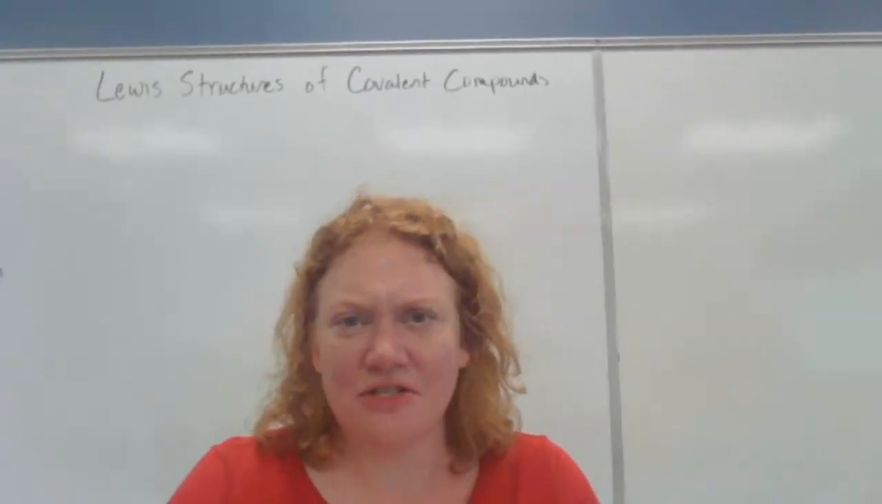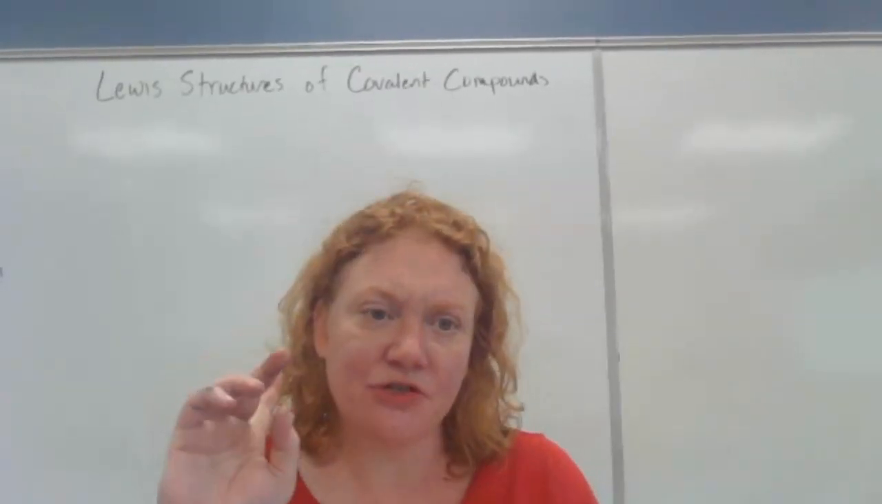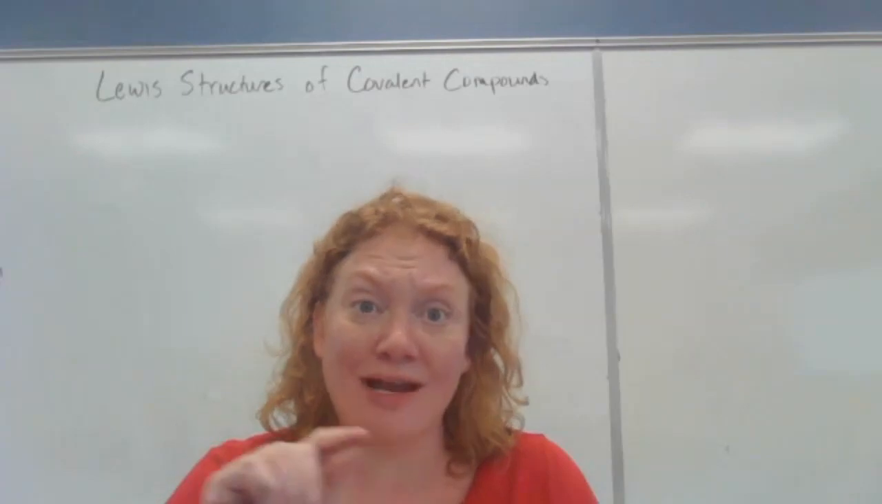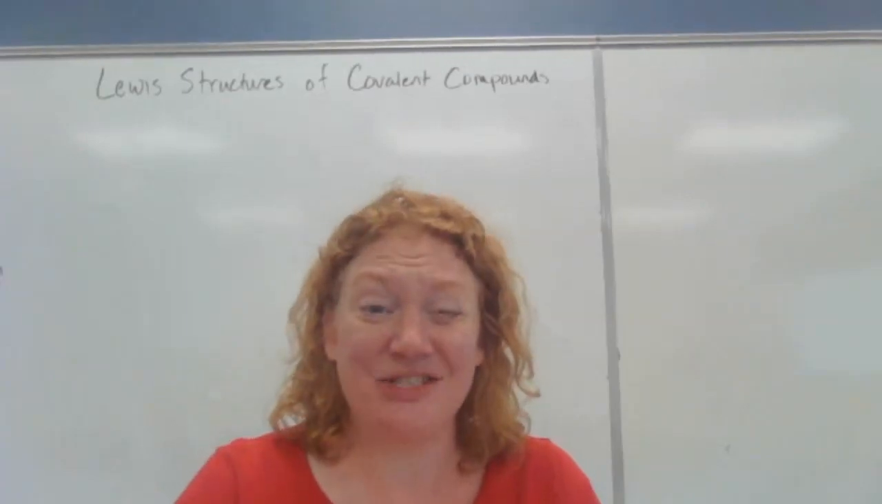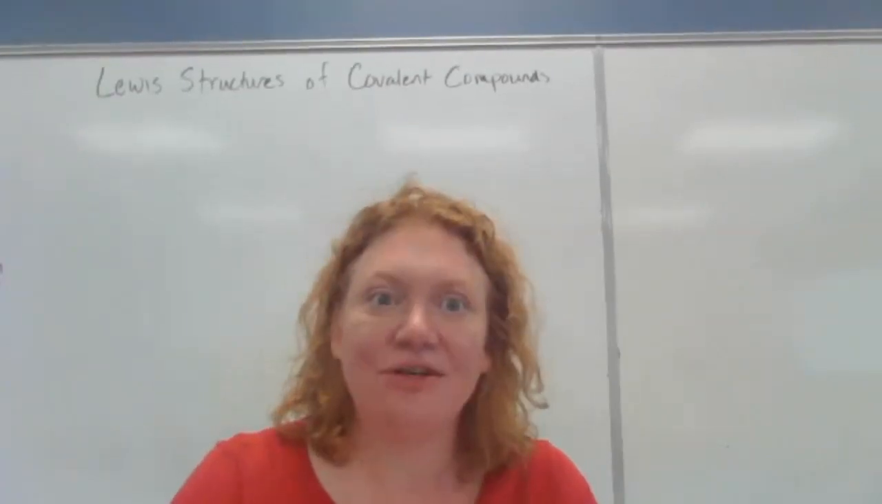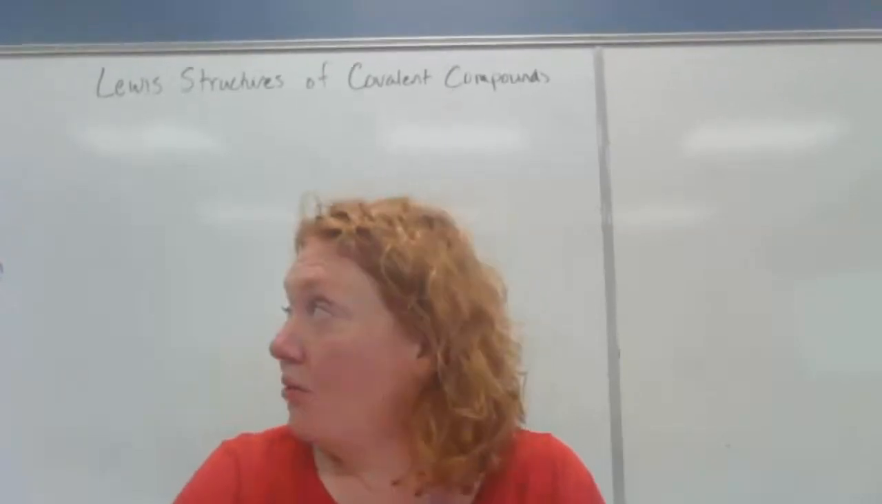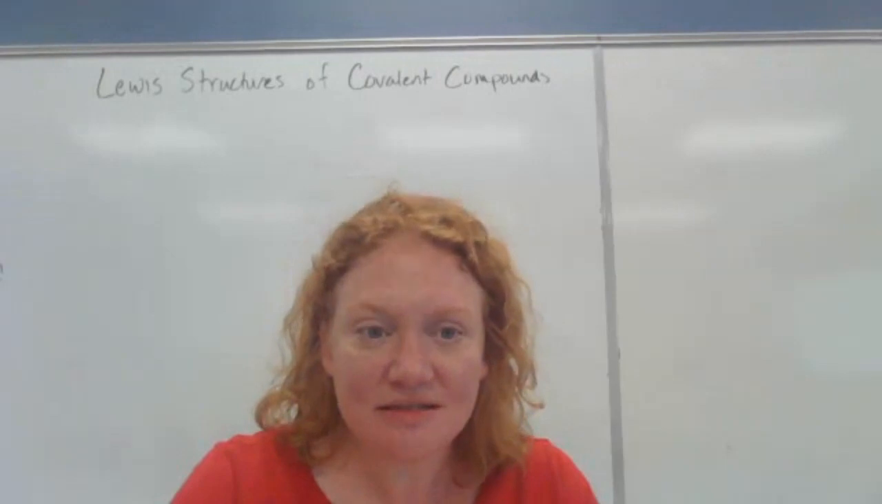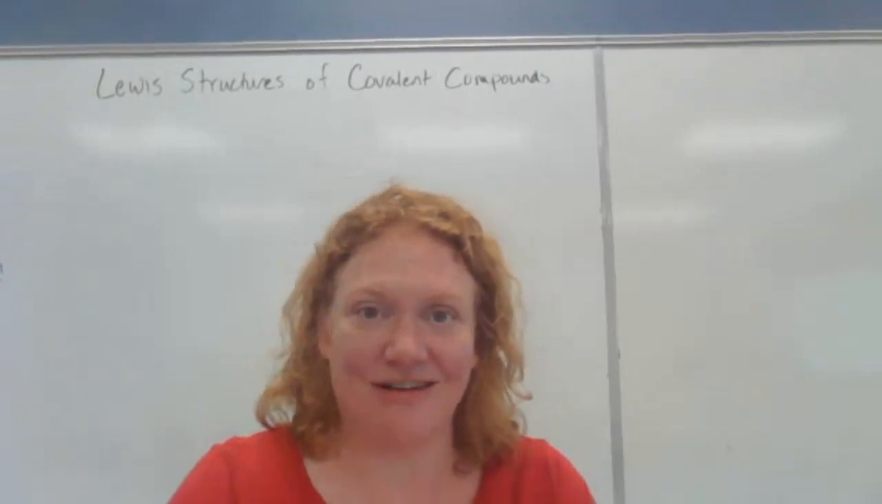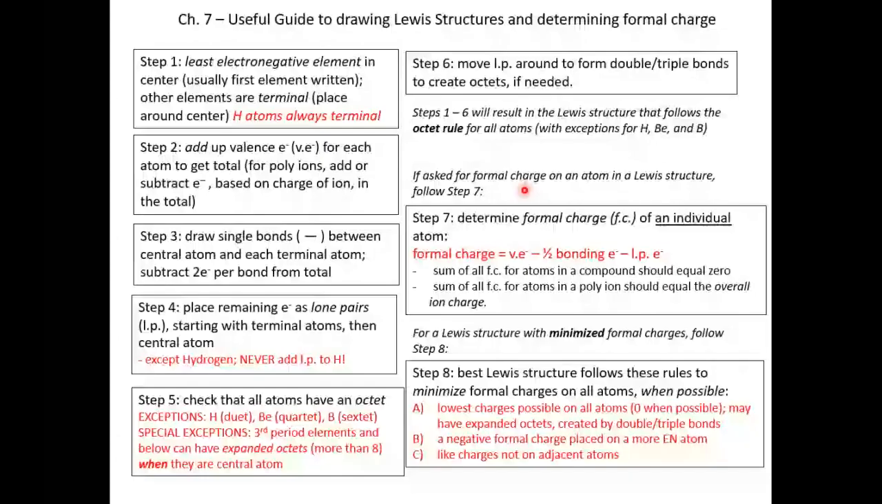Hi everyone, I wanted to talk to you about when you draw a Lewis structure and you have run out of electrons and you need to create an octet for an element in that compound. I want to focus on how we fix that. If we don't have an octet, how can we make there be an octet?